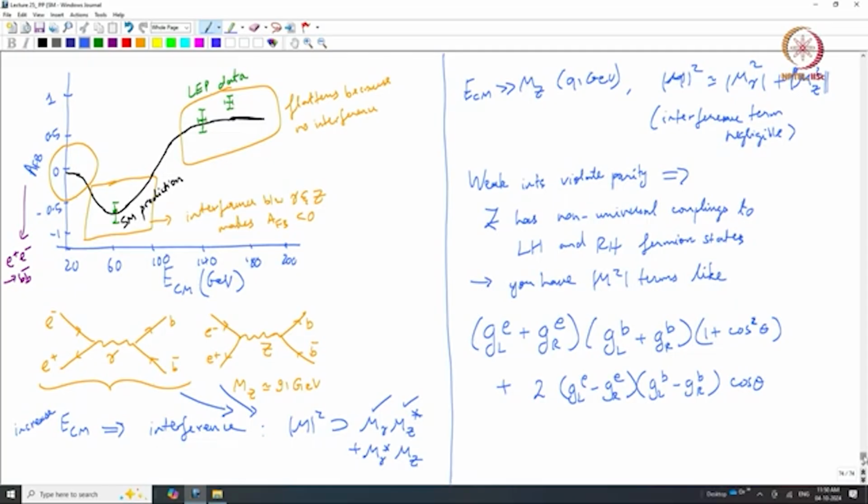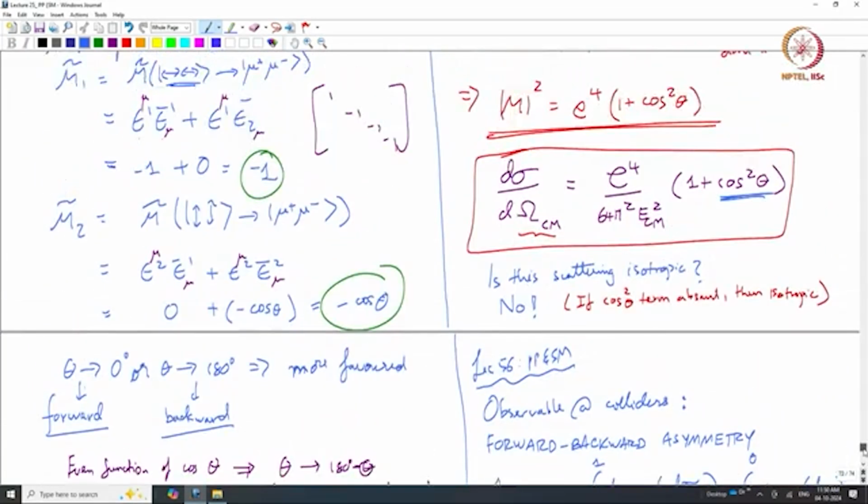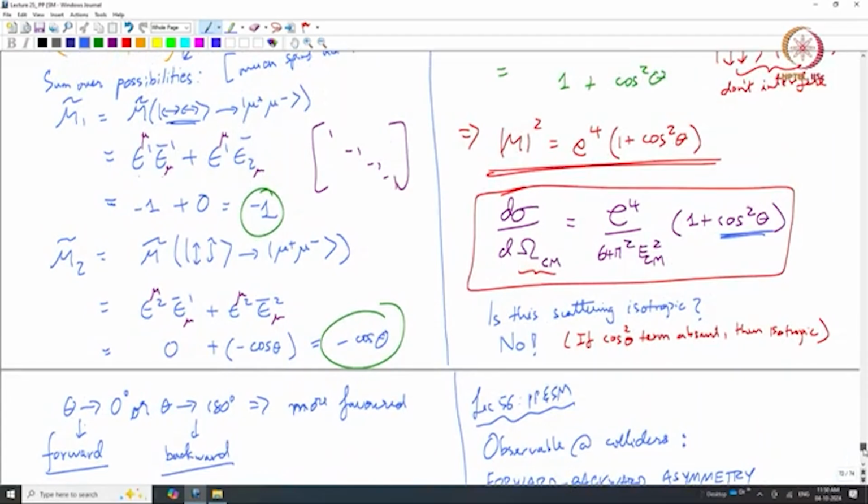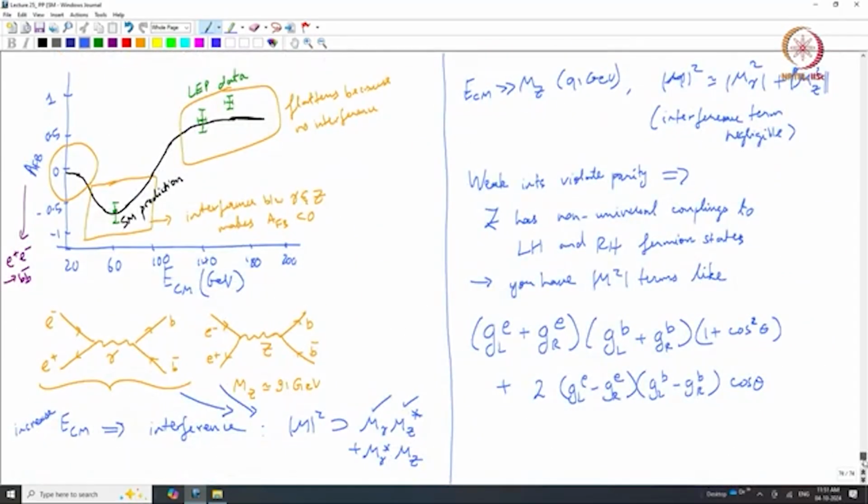Let's now compare this with what we had in the QED case. In the QED case, all I had was just 1 plus cos square theta times e power 4, that's it, right? I didn't care about coupling to left handed and right handed fermions, they were all the same. Ultimately, they all turned out to be e, that's why I have an e out in front, in fact an e power 4. But I don't have that luxury here, so you have to write it in this way. And notice that this is still consistent with what we see in QED.